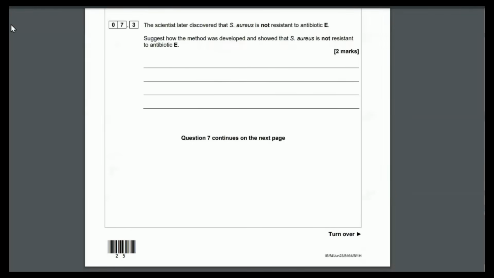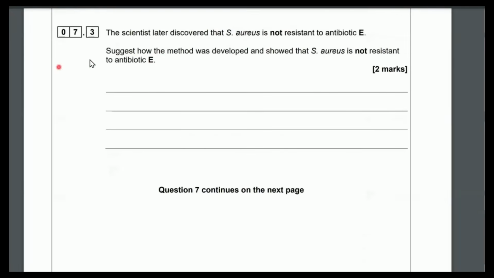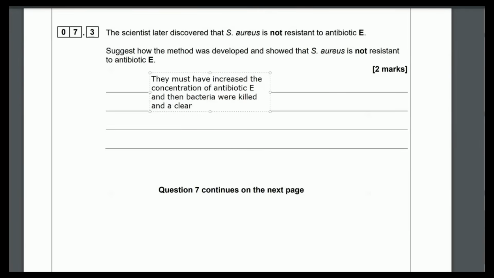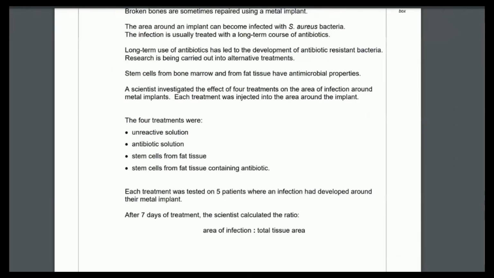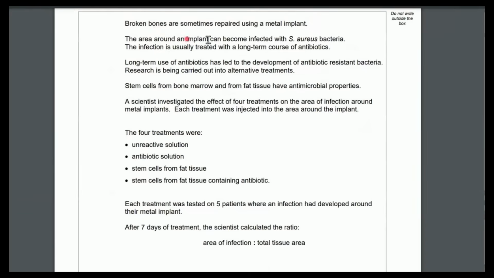The scientists later discovered that S. aureus is not resistant to antibiotic E. Suggest how they changed the method and showed that S. aureus is not actually resistant to antibiotic E. What could they have changed and then suddenly there was a clear area? Well, what they did was they increased the concentration of the antibiotic, made it 2-3 times stronger. So increased the concentration, and then they found that there was a clear area, which told them that the bacteria were killed and meant that S. aureus isn't resistant to antibiotic E. It's just they weren't using enough of it. So there's our evidence for 2 marks. They increased the concentration, then the bacteria were killed, and a clear area appeared.